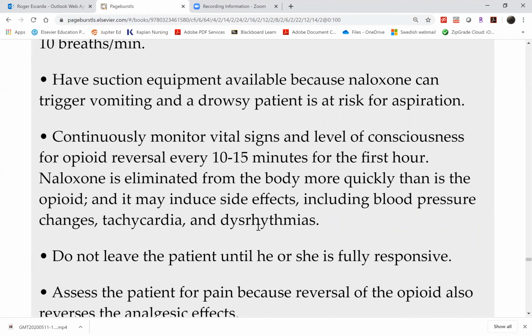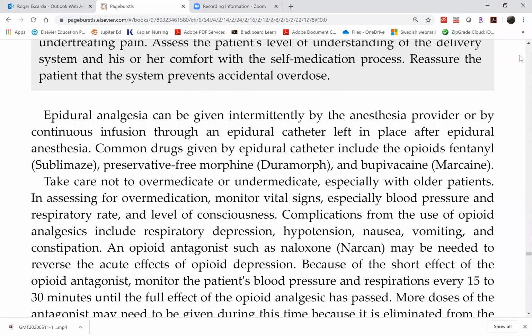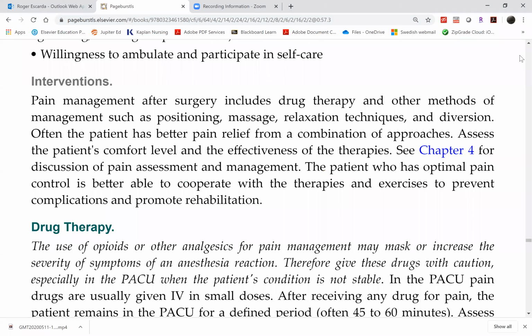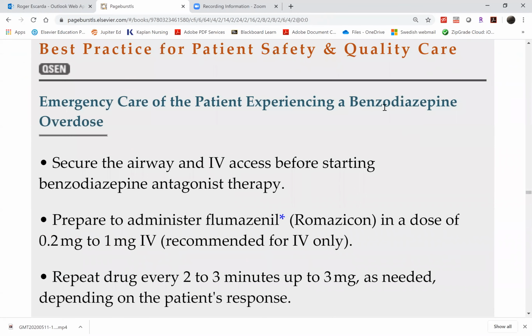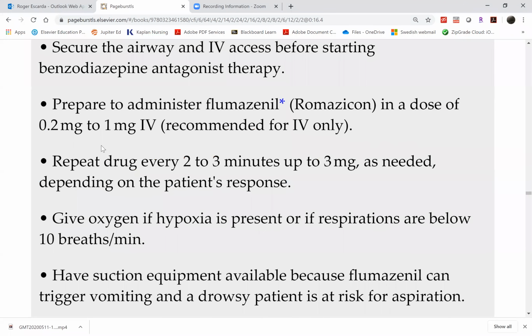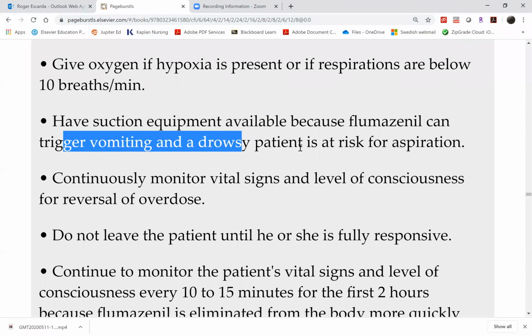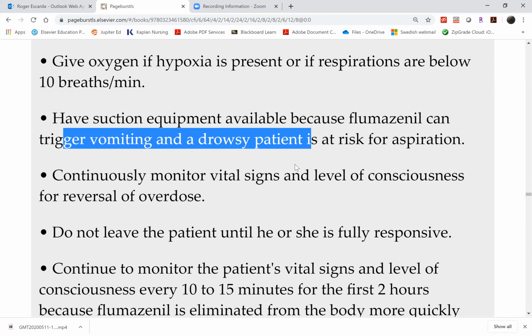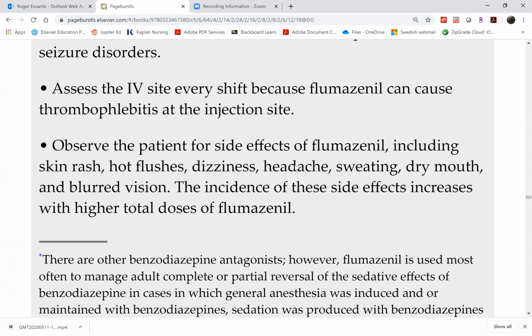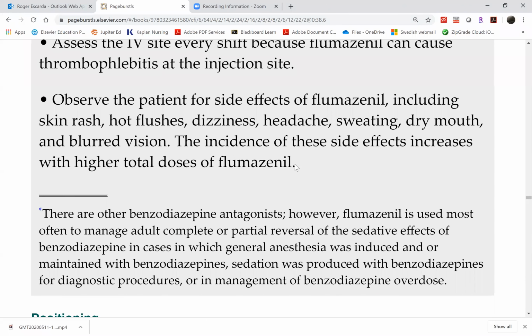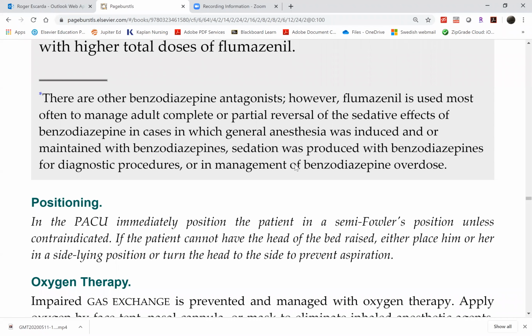So if you look at this chart, it's really identical. Let's compare it to flumazenil. Right here, in benzo overdose, the same thing. The drug, of course, is different: flumazenil. The Narcan was 0.4 to 2; this one is 0.2 to 1. Still the same, you repeat every 2 to 3 minutes, so it has a short half-life too. Give oxygen, the same thing, and it still triggers vomiting. So it's identical. There's not really a lot to memorize, but it's better to understand that way so you don't have to memorize. Both agents are designed to reverse the benzo and the opioid respectively.